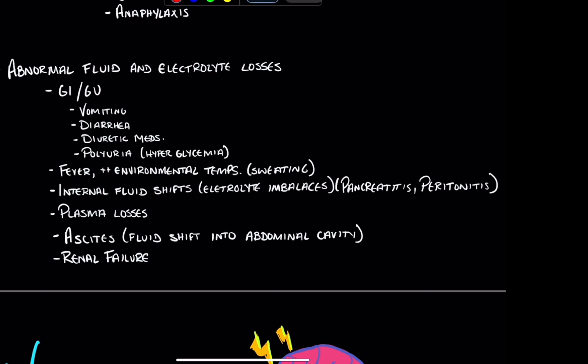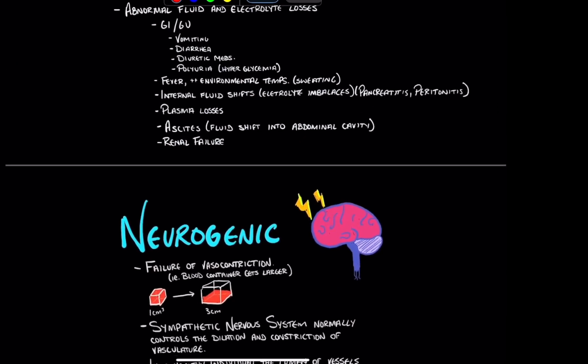And again, renal failure: if you're thinking of anything with the kidneys, they manage our blood volumes and our renal output. So as I mentioned with the renin and angiotensin system, if there's dysfunction with that, you might have problems actually managing your fluid volumes.